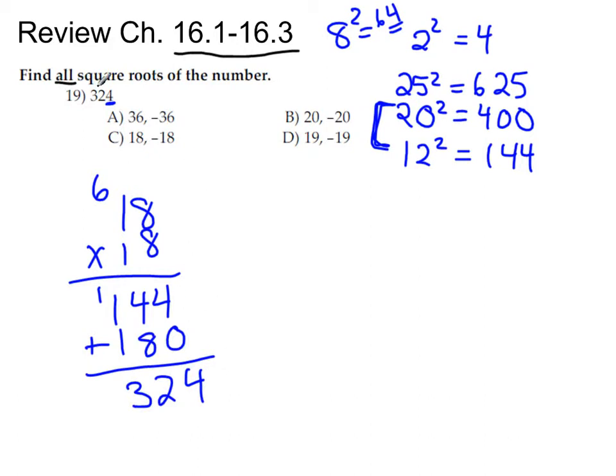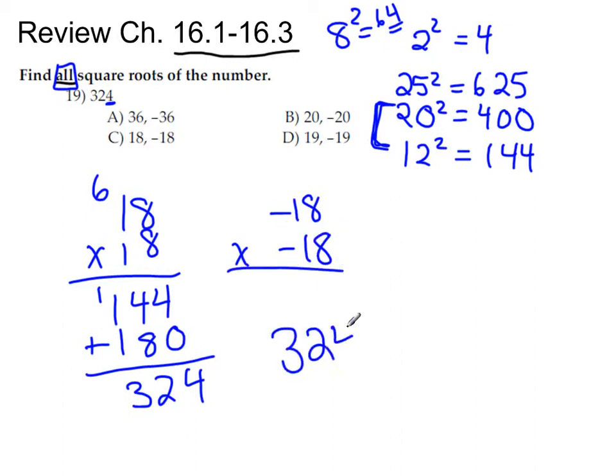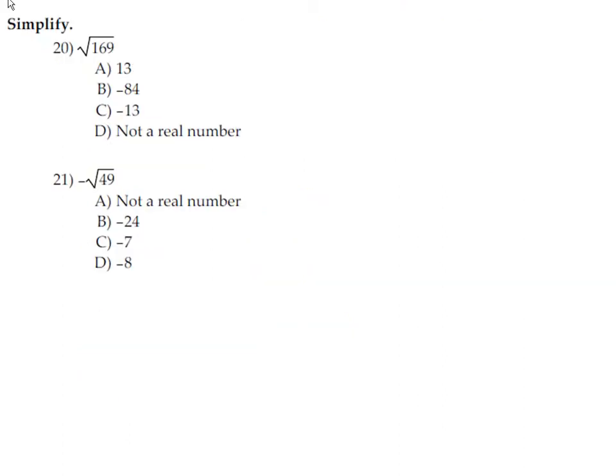So remember, we're finding all square roots. So positive 18 times positive 18 gets us 324. The same deal applies for negative 18 times negative 18, because a negative times a negative is a positive, and we already did 18 times 18 was 324. So our answer is choice C. Not too bad. Let's see the next one.